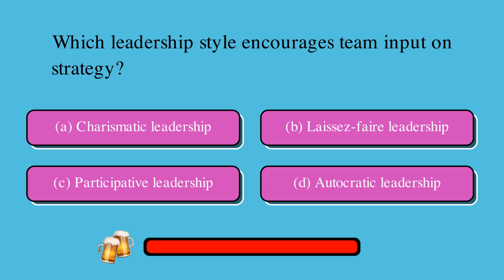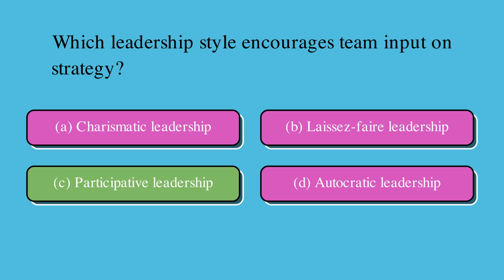Which leadership style encourages team input on strategy? Is it A, charismatic leadership, B, laissez-faire leadership, C, participative leadership, or D, autocratic leadership? The correct answer is C, participative leadership.